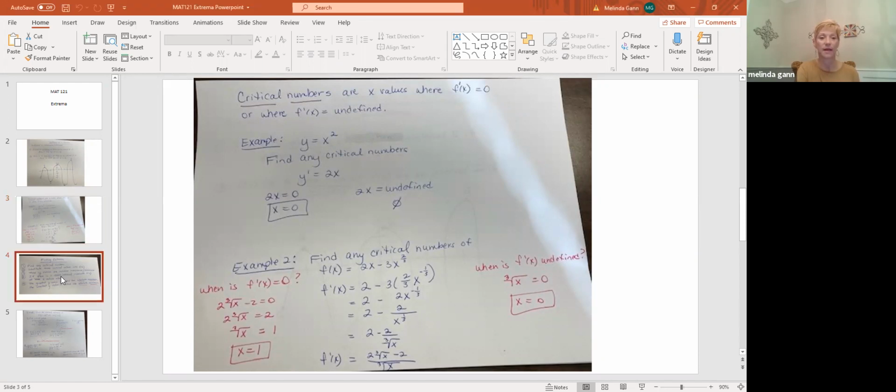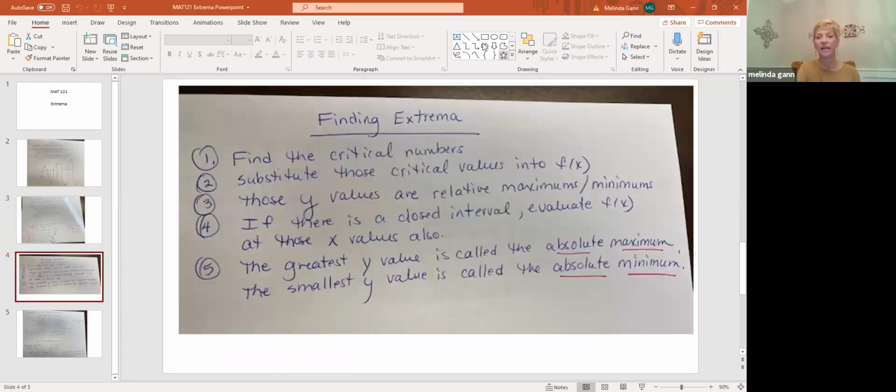All right, so look what it says. If they ask you to find extrema, find maximums and minimums, your first step is to find your critical numbers. So remember, how do we do that? We find the derivative and set it equal to 0 and set it equal to undefined. Then we substitute those critical values, those x values, into your original function. Remember I said it was the y coordinates. Those y values are relative maximums and minimums. They're lows and highs on the graph.